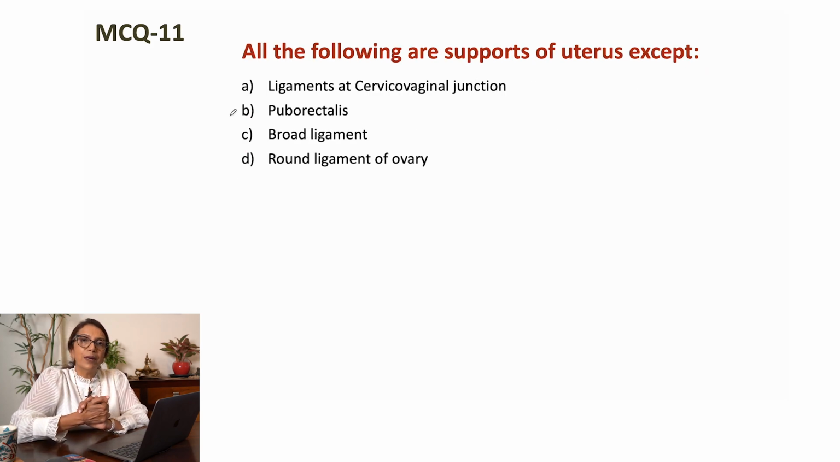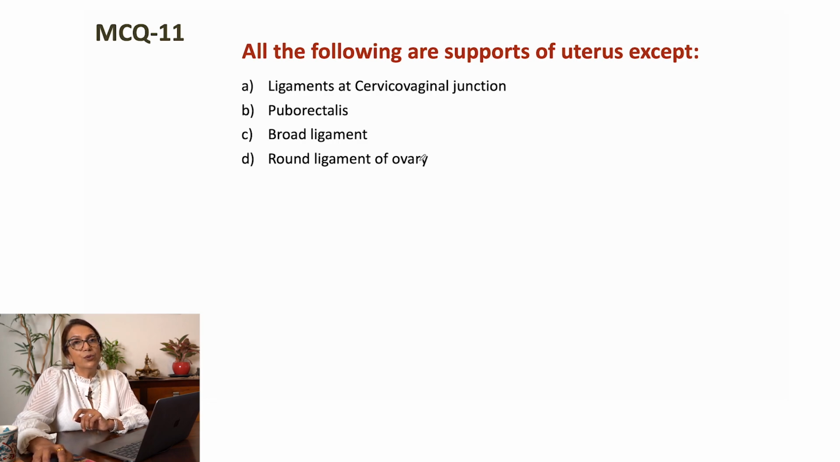Let's go to MCQ number 11. All the following are supports of the uterus except. So let's begin to read. Ligaments of the cervicovaginal junction, puborectalis, broad ligament, round ligament of the ovary.